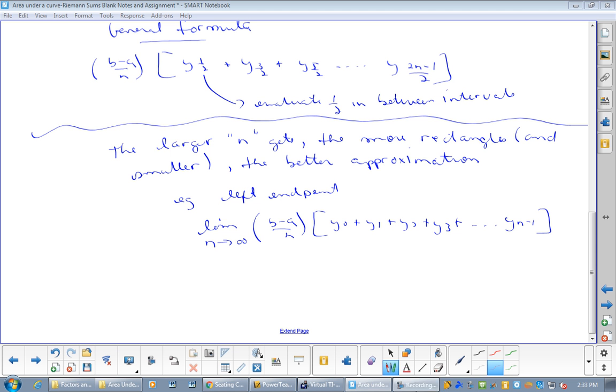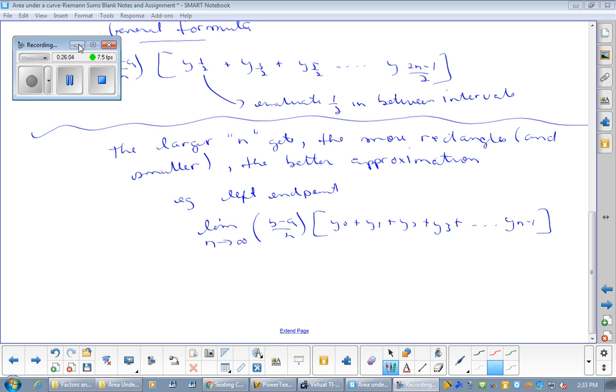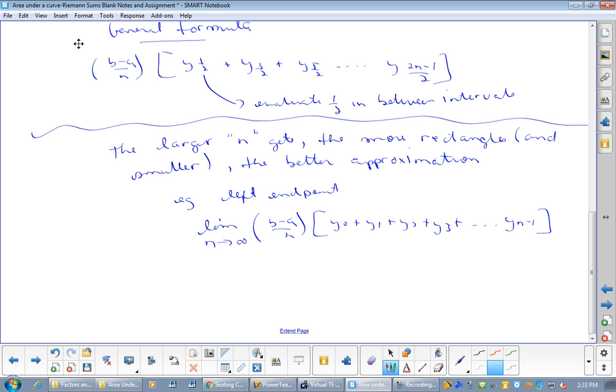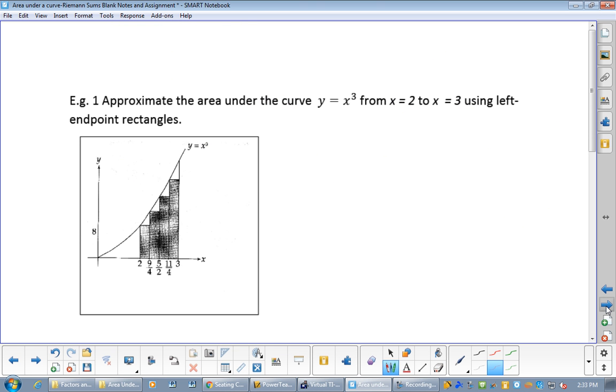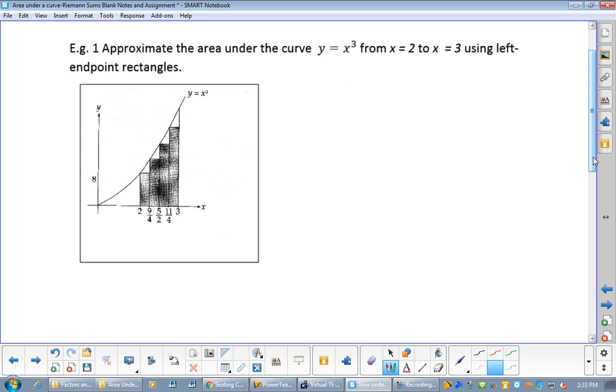Just need to pause for 1 second here. Okay, let's keep going along. Let's just do some examples here. Approximate the area under the curve y = x cubed from x = 2 to x = 3 using left endpoints. If we look down here, our width would be (b - a)/n, which is (3 - 2)/4, which equals 1/4.